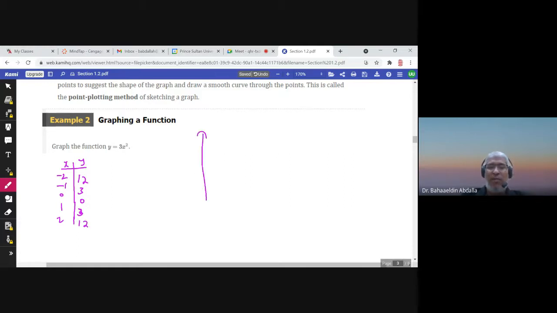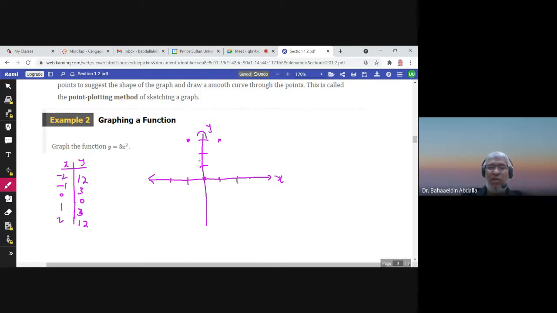And now you can plot all of these points here on the xy coordinate system. When x is -1, y is 3. When x is 0, y is 0. When x is 1, y is 3. And you can notice when x is -2, y is 12. And when x is 2, y is also 12.